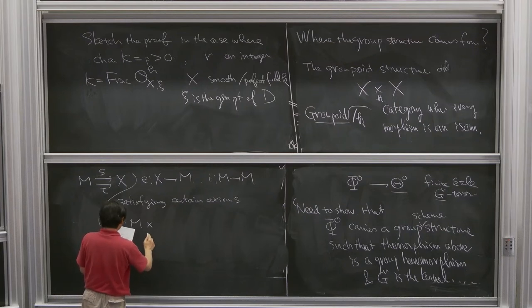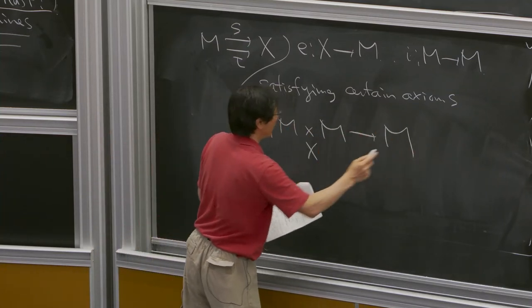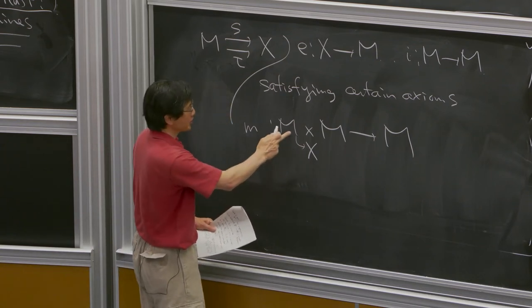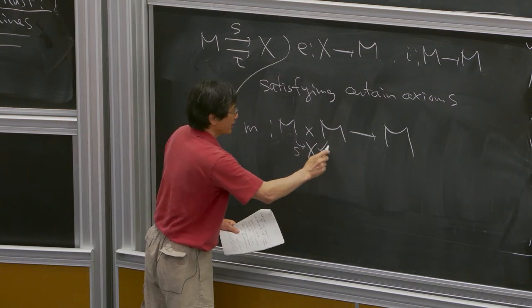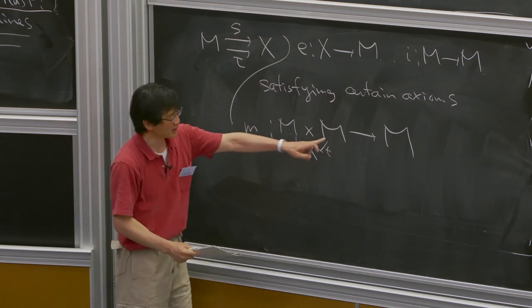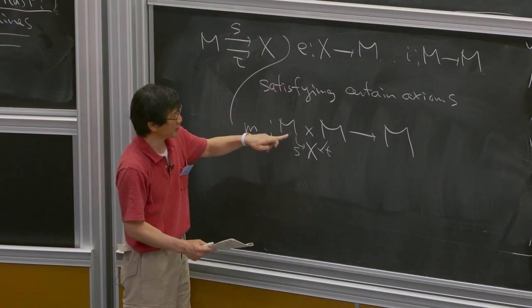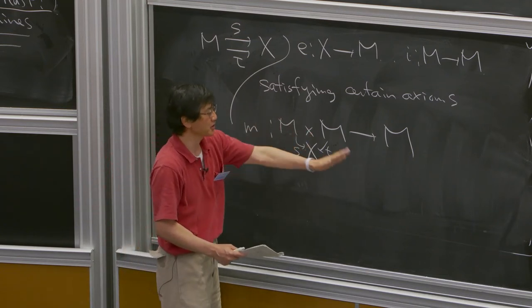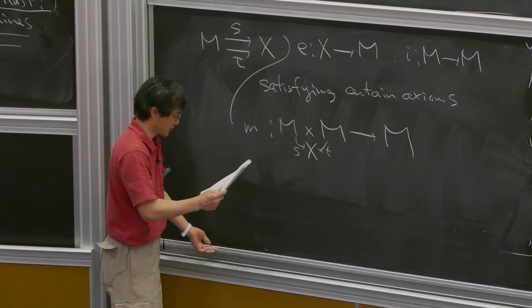So I have to take a fiber product. Here, to define composition, the target of the first morphism must be equal to the source of the second morphism. So you really have to take the fiber product like this, and the composition is defined like this. And they satisfy certain axioms.